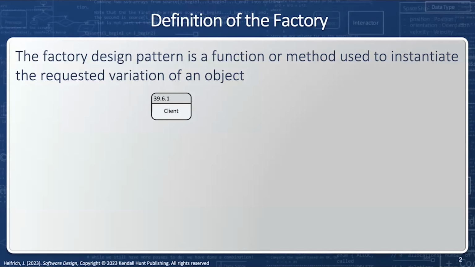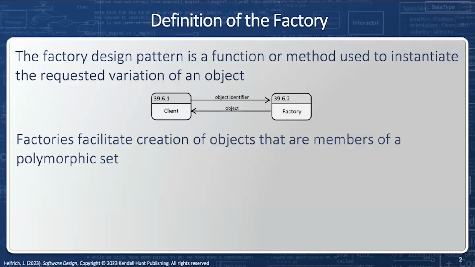Now we start with the client who wants to have a new object, and he's going to send an object identifier. Usually this is an enumeration or an ID or something to the factory. And the factory is usually a single function or method, which will then return the new object, or more specifically, a pointer to the object.